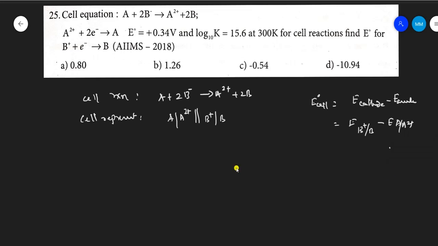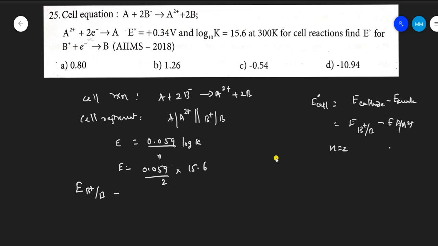The E naught value and equilibrium constant are related as E naught is equal to 0.059 by n into log K. Here the number of electrons involved is equal to 2 because A2 plus, 2 electrons are involved. By substituting this value, E is equal to 0.059 by 2 into 15.6, log K is given. E can be expanded as the potential of B plus by B, the cathode, minus anode, A2 plus by A, is equal to 0.059 by 2 into 15.6.